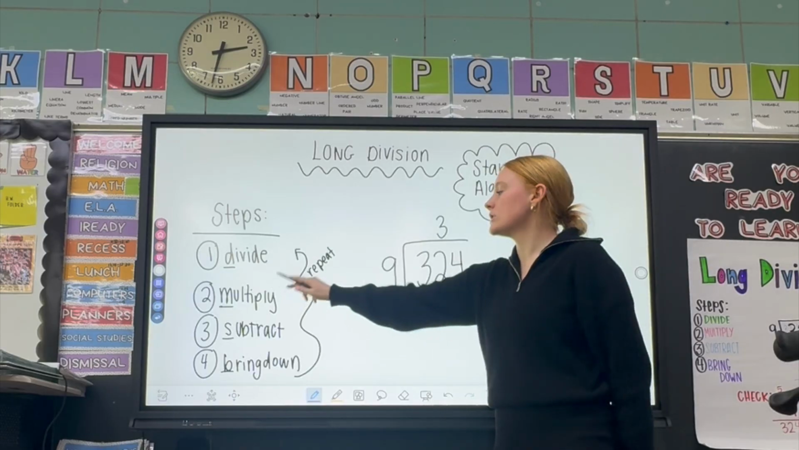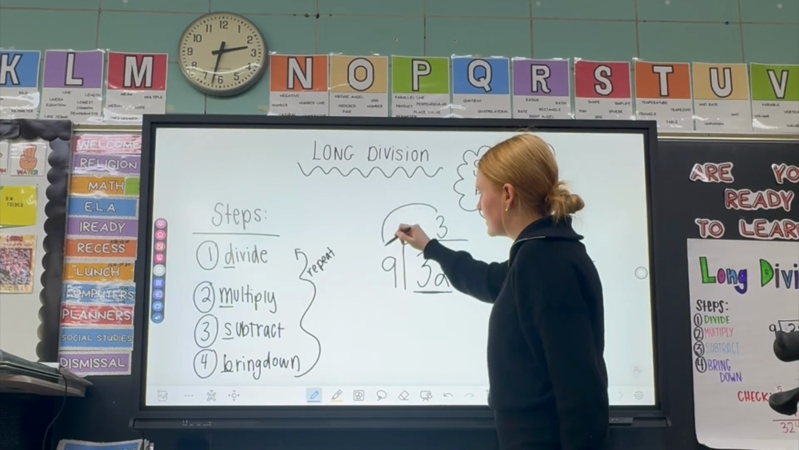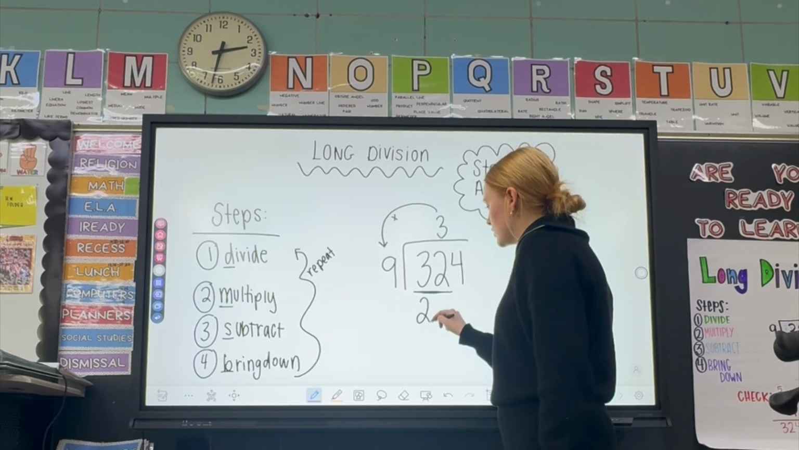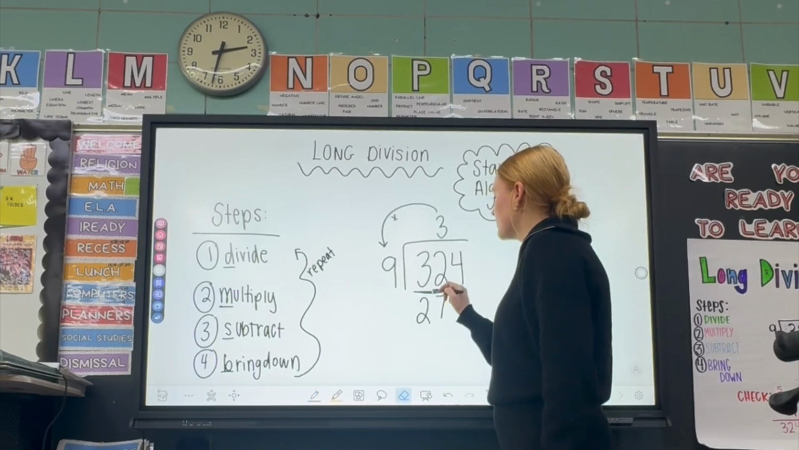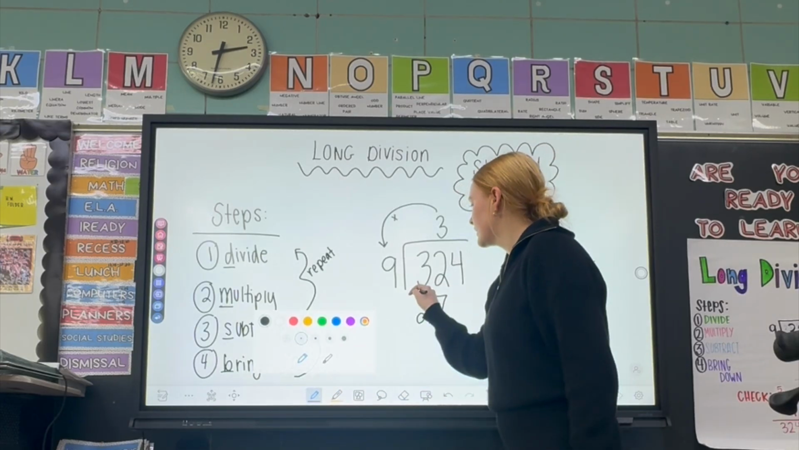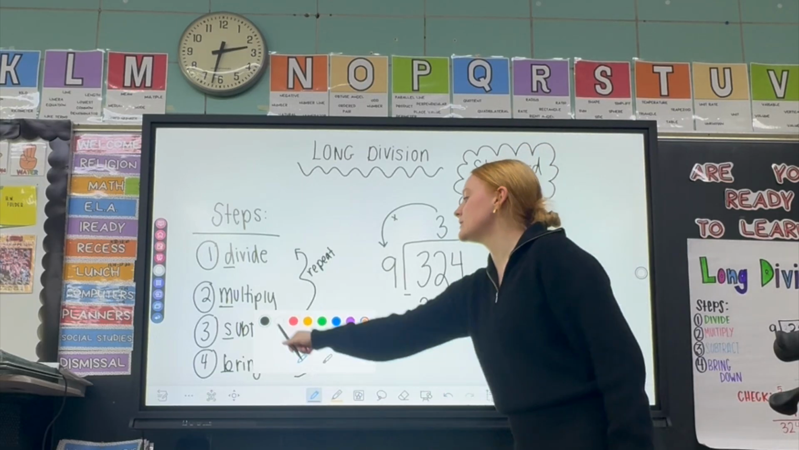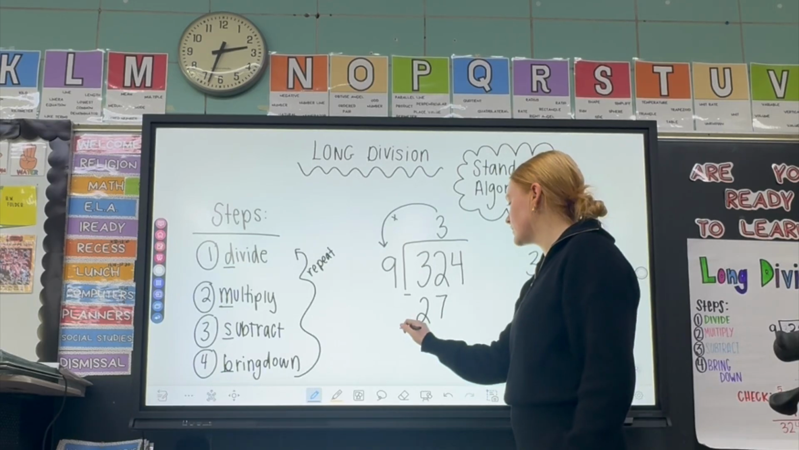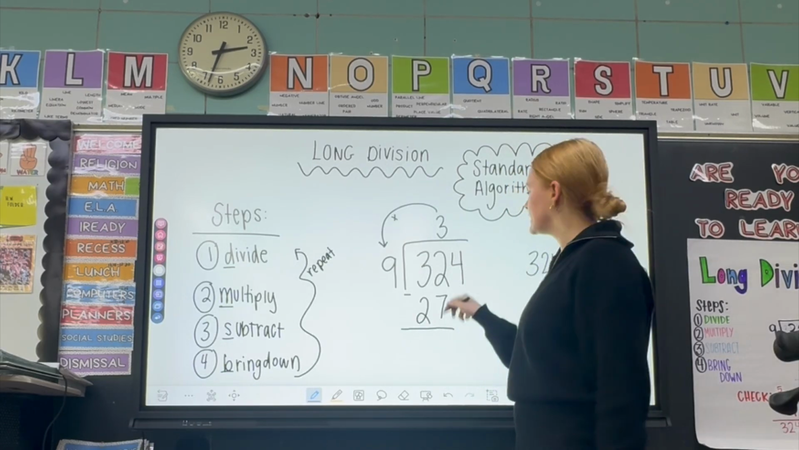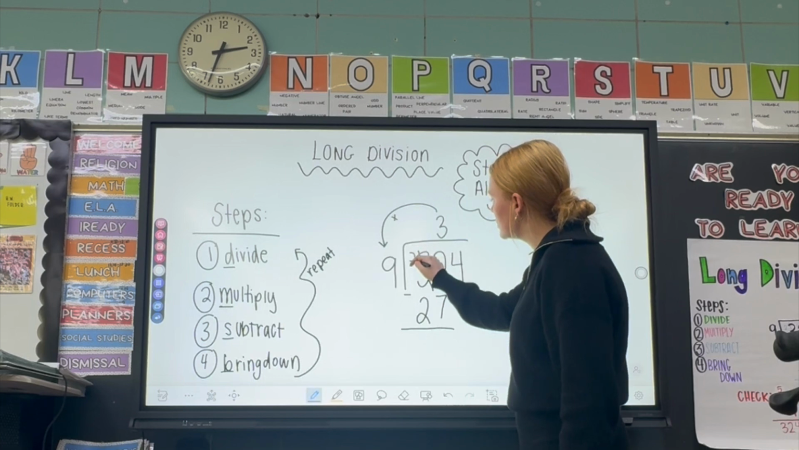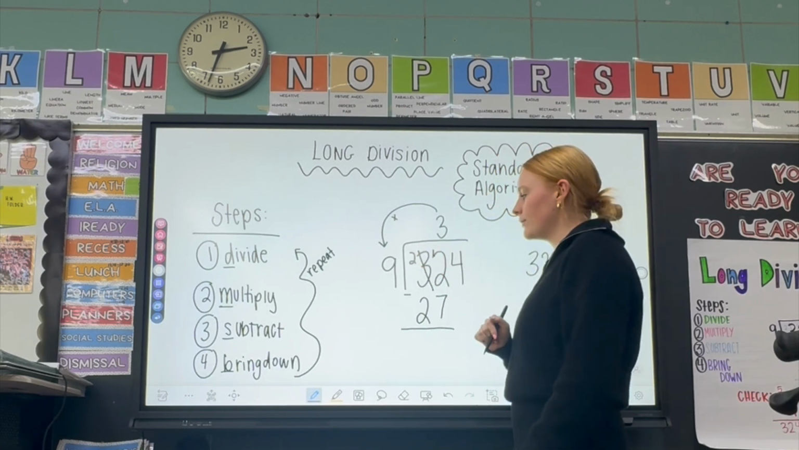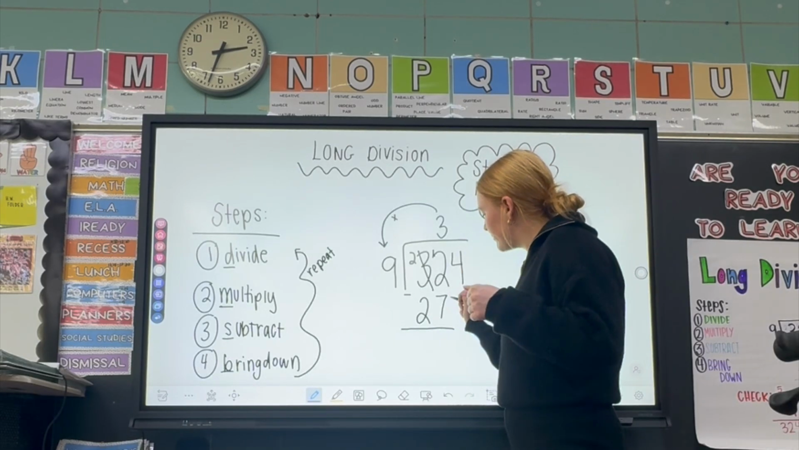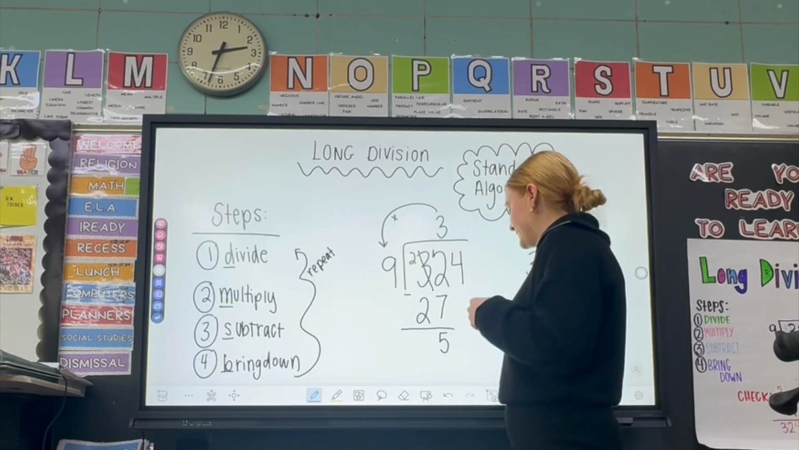My next step is to multiply. So I'm going to multiply 3 times 9 equals 27. Remember, I'm lining them up nice and neat. My third step is to subtract 32 minus 27. I can't do 2 minus 7, so I'm going to cross out this 3 and make it a 2. Borrow, make this 12. Now I can do 12 minus 7, and it's going to give me 5.